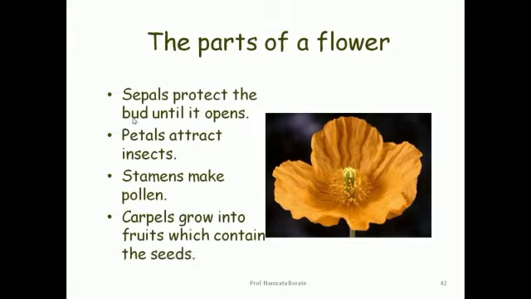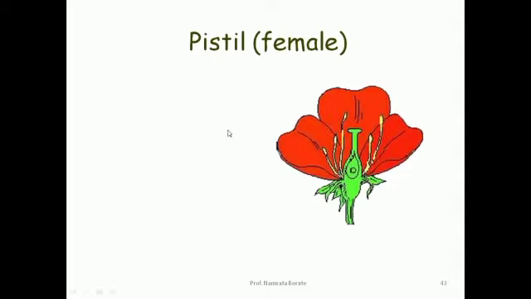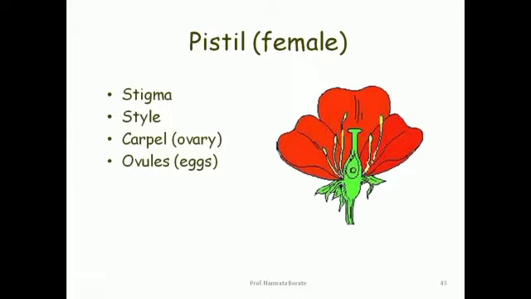Sepals function to protect the flower in bud condition, petals attract insects, stamens act as the male gametophyte, and the carpel or pistil acts as the female gametophyte. In a flower, the carpel, that is the pistil, consists of three parts: stigma, style and ovary. This one is the stigma, this one is the style, and the next one is the ovary. Inside the ovary there is the ovule.